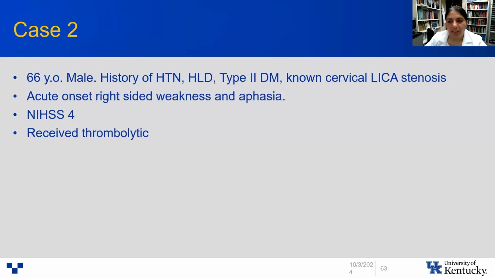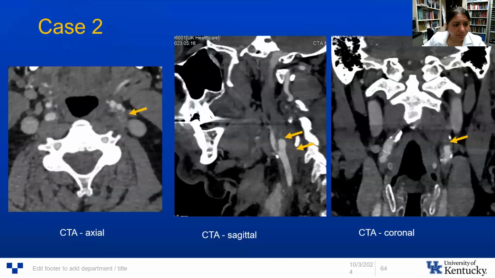They did really well. Now, going on to our second case, this was a 66-year-old gentleman, had a known left ICA stenosis, came with aphasia and right-sided weakness, NIH of 4. Because his NIH was 4, he did not undergo thrombectomy. But as you can see in these images, this is the right-sided carotid artery, ICA. This is the left-sided ICA.